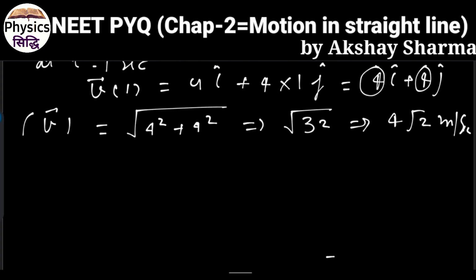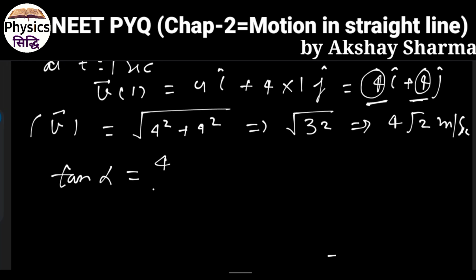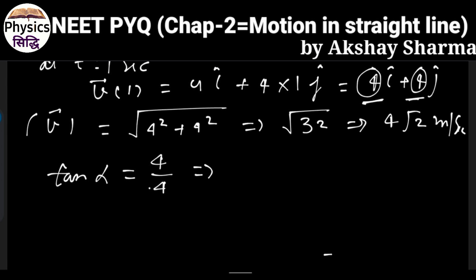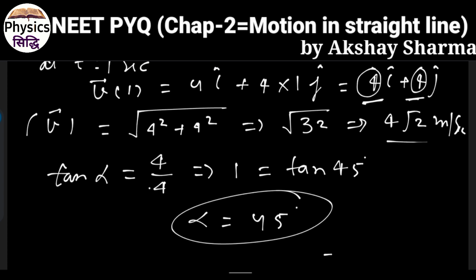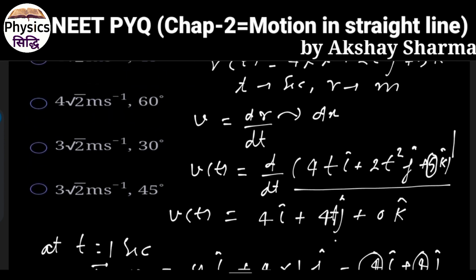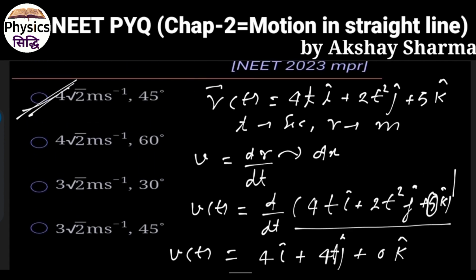For the direction part, we just have to find tan alpha, where alpha is the direction. Tan alpha is quite easily calculated. Tan alpha becomes the coefficient of this part divided by the coefficient of that part. It means the coefficient of j divided by the coefficient of i, 4 upon 4, and it becomes 1. And 1 is the value of tan 45 degree, so alpha becomes 45 degree. So v becomes 4 root 2, and alpha becomes 45 degree.